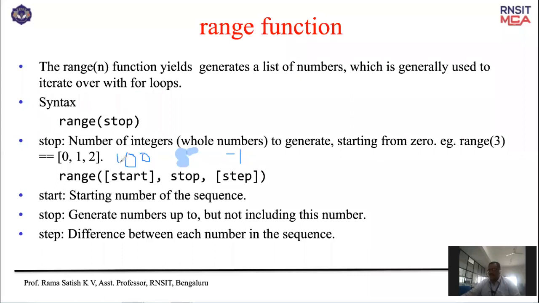So it starts from 100, it goes up to 5, that is 4. Every time it will keep on reducing. 100, 99, 98, just like that, it is reducing.